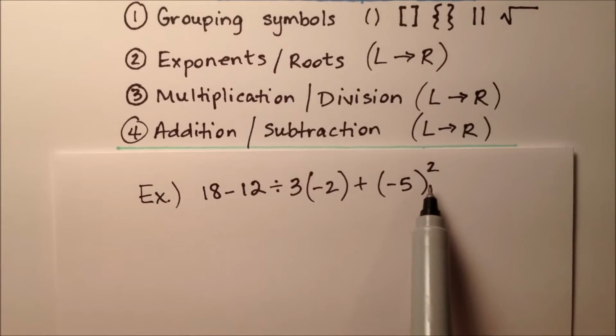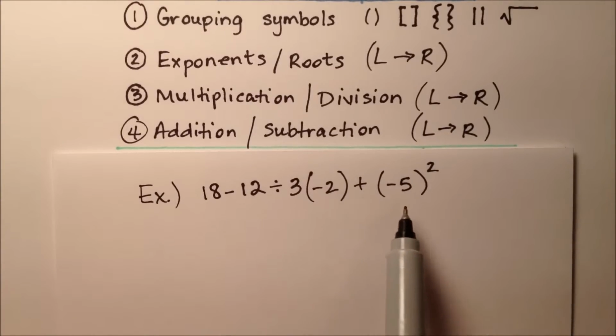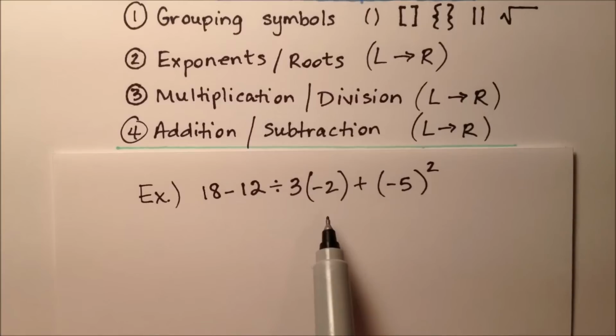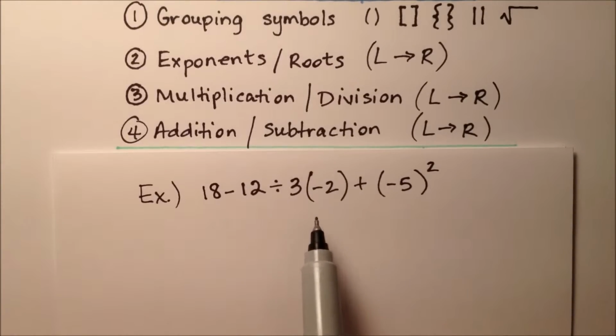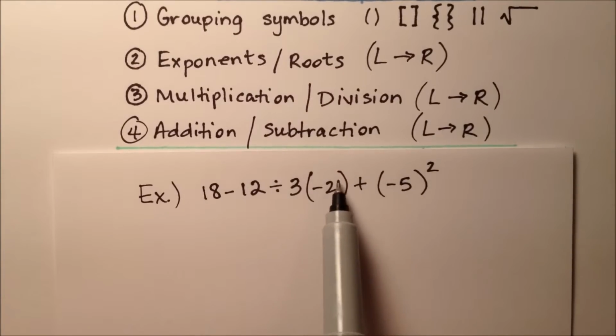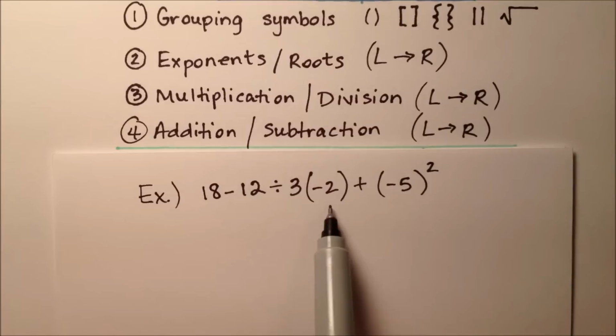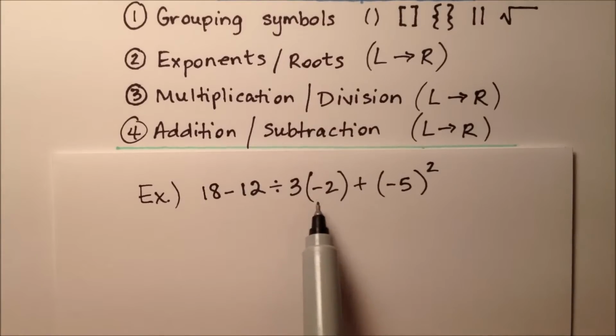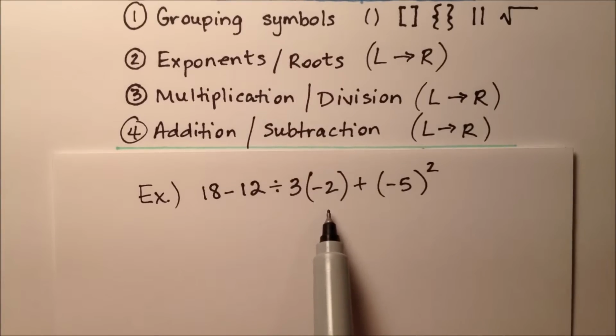In our first example, we have 18 minus 12 divided by 3 times -2 plus (-5) squared. Notice that there are a couple of sets of parentheses, but these parentheses do not contain larger expressions that need to be simplified, so we are not dealing with grouping symbols first. So be aware that if you have a set of parentheses but only have a single term inside there, it's going to be multiplication and not a grouping symbol that needs to be looked at first.